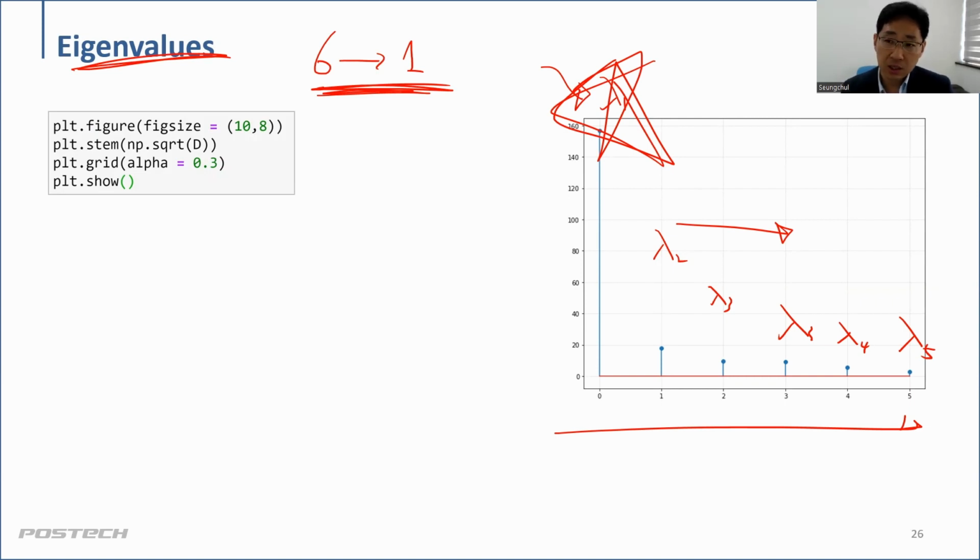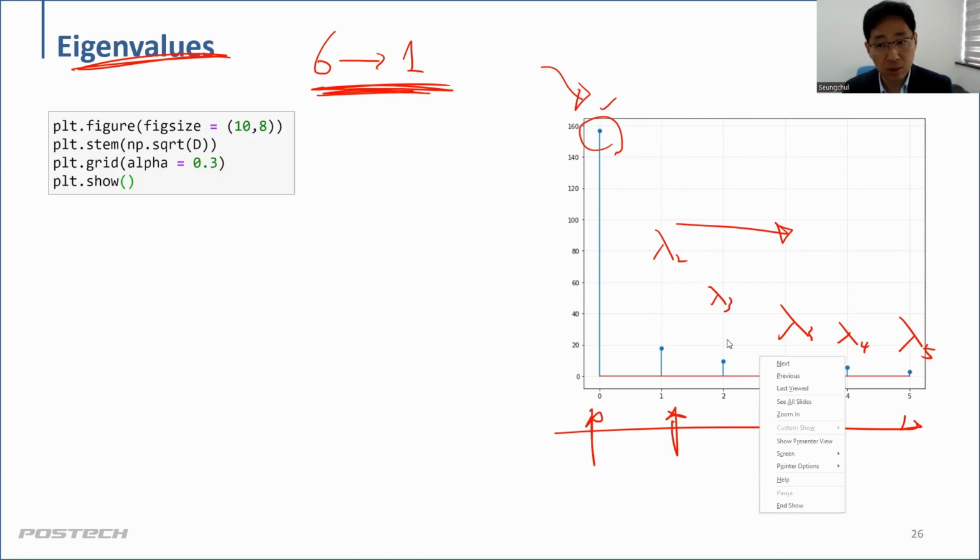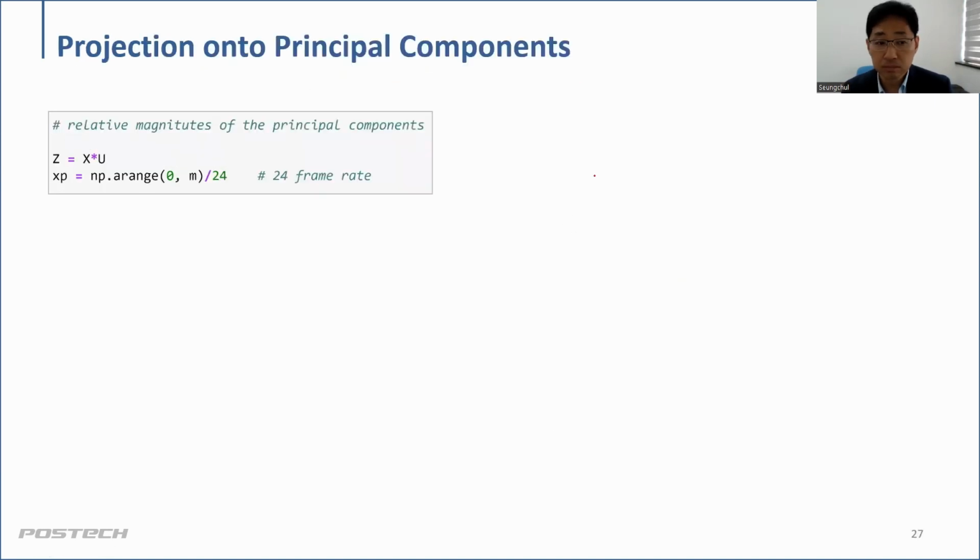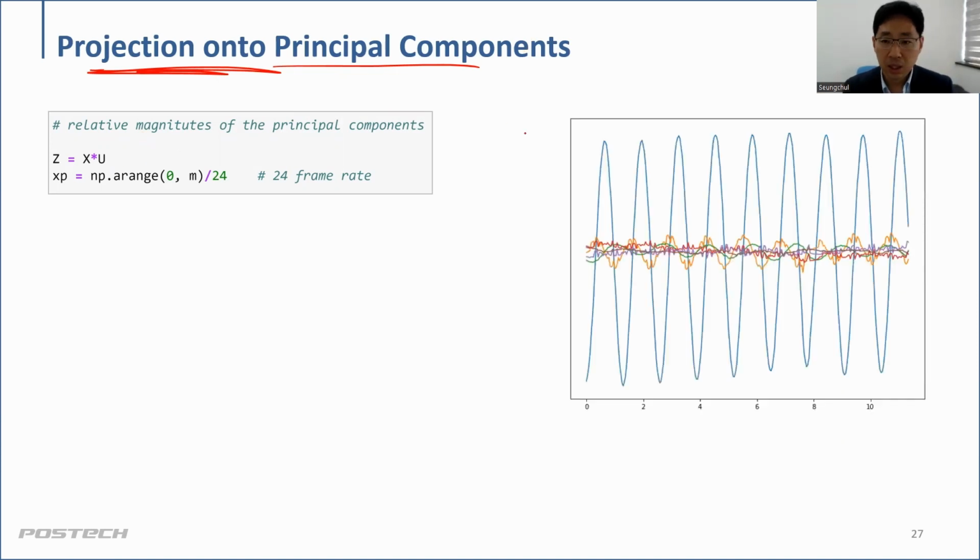For PCA, the magnitude of eigenvalues gives us some information about how much the first eigenvector contributes and how much the second eigenvector contributes. Compared to the first, the rest of them you can pretty much ignore. So let's make projections on the principal component, which is the first one. So that's what we did.